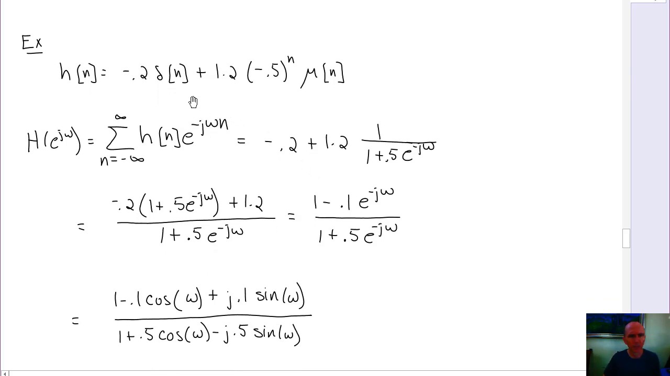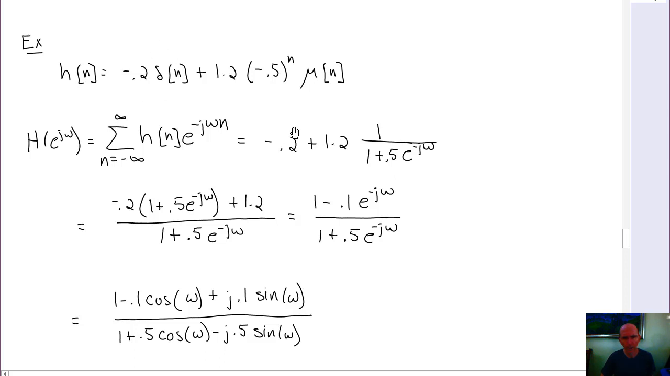Instead of having the h of n we had before, let's look at this. Again, let's look at the frequency response, and let's graph some of the outputs. We have to take the DTFT as we did before. I'm not going to go through the whole procedure. I know you can do this. Pause the video, calculate what the DTFT is, and we get this thing here, right?